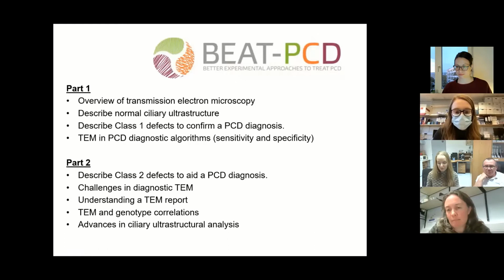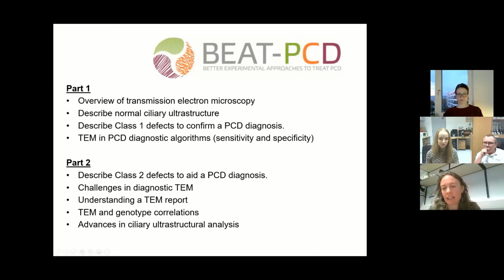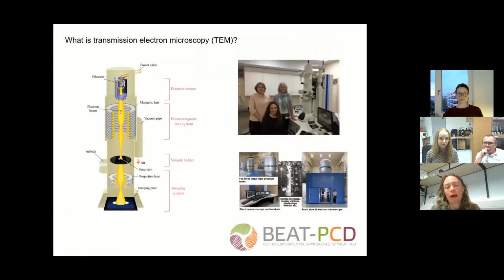So yeah, as Katie said, I was going to do this talk in two parts today. These are what I'm hoping to cover in the two parts. The first part being an overview of TEM, a description of normal ciliary ultrastructure, the class 1 defects that allow you to confirm a PCD diagnosis, and then where EM fits into the current American and European diagnostic algorithms. And then in part 2, maybe some of the more complicated and challenging parts of EM and some of the future directions for research.